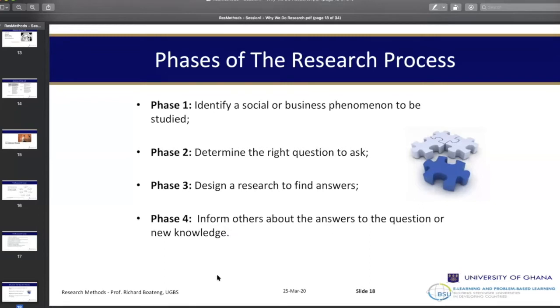You have to determine the right question to ask. So your phenomenon may be accounting practices. The right question is, where do you want to study accounting practices? And which aspect of accounting practices do you want to study? Then you have to determine where and how you're going to collect your data. That's the design, phase 3, and then how you're going to analyze your data. Last, you have to package it into a write-up, which you call the long essay, and then submit it to your university. So we'll be going through all these steps throughout the sessions that we have.